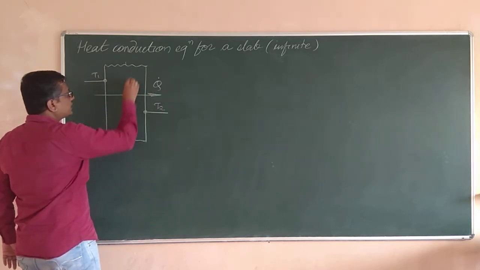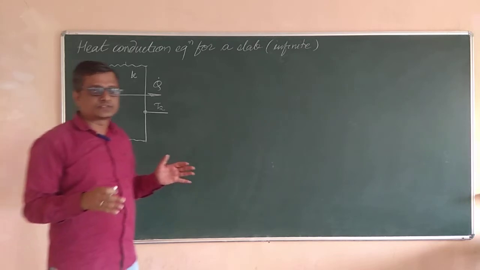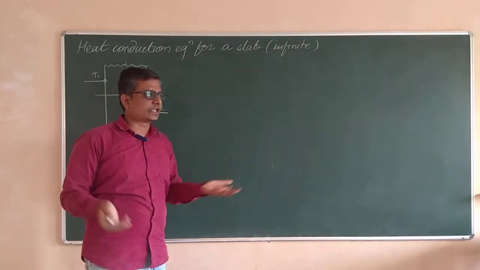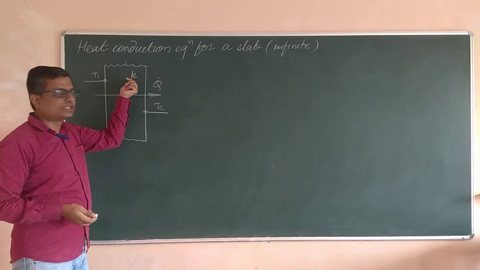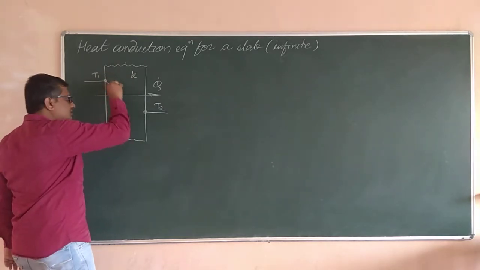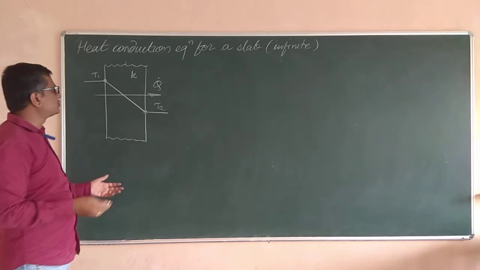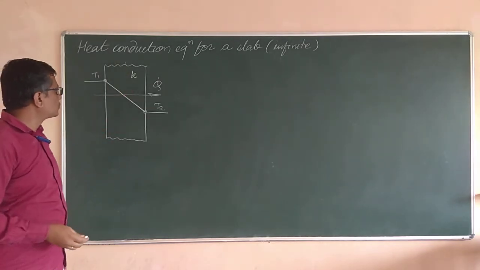The thermal conductivity of the material is, let us say, K. The slab is made up of a certain material, maybe brick or steel or glass, it doesn't matter. So whatever the thermal conductivity of that material is, that is K. And probably the temperature distribution within the slab may be something like this. Consider it to be linear. Actually it has nothing to do with this topic, but consider it so.